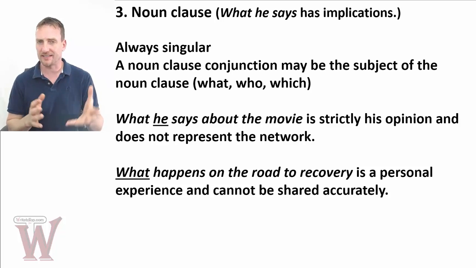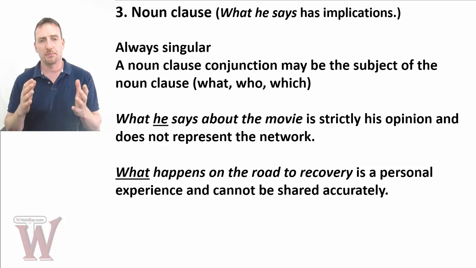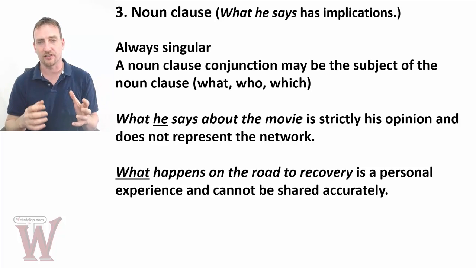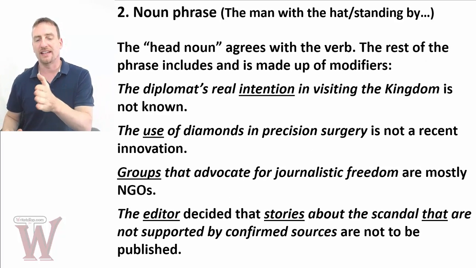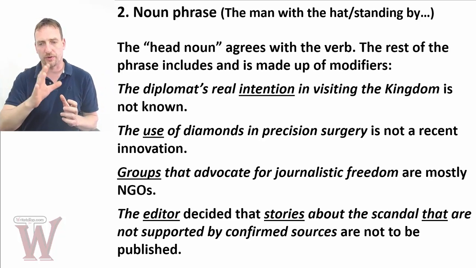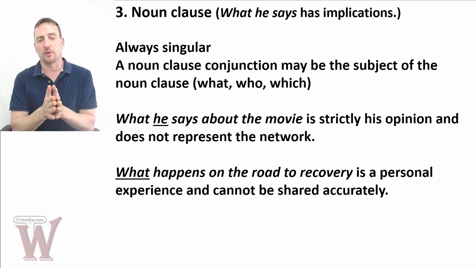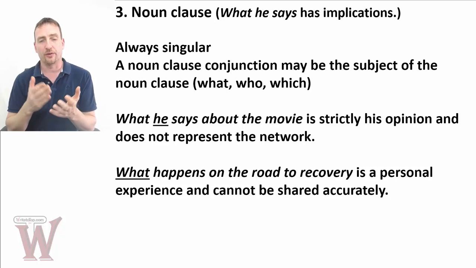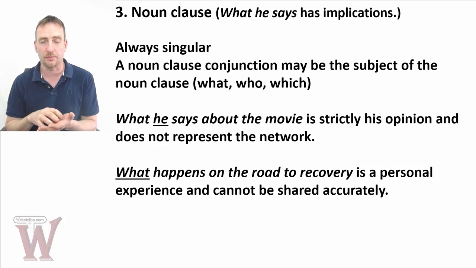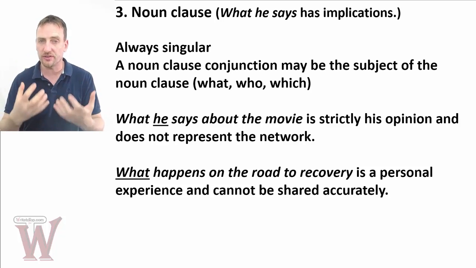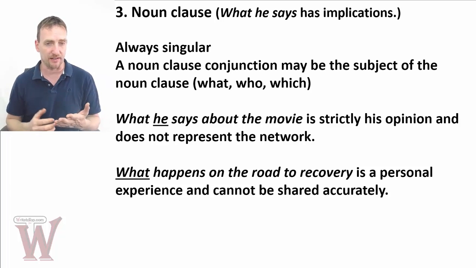A noun clause, remember, can be a subject, an object, or a complement, but it is always singular. The noun clause itself as the subject is singular. In the last example we looked at, the noun clause is acting as the object. That stories are not to be published is your full noun clause with the extra modifiers in between. So a noun clause is always singular when the whole noun clause is the subject. And don't forget that the noun clause has its own subject inside it. And the conjunction, the word that introduces the noun clause, can be the subject itself, okay?